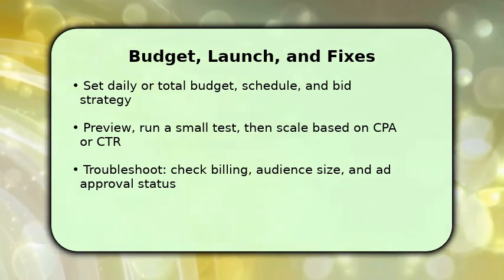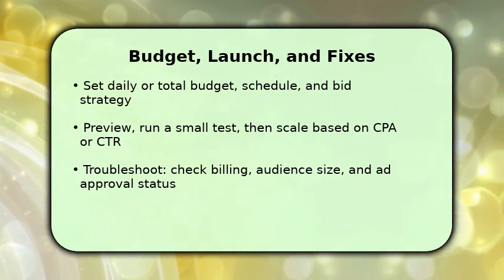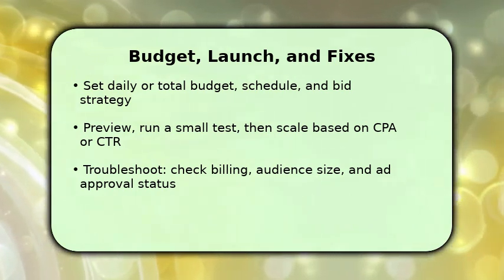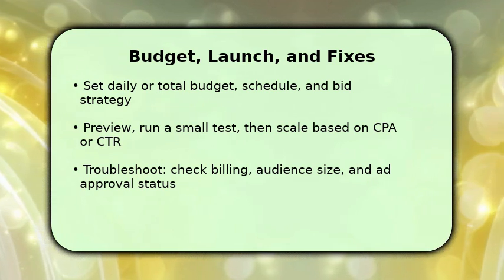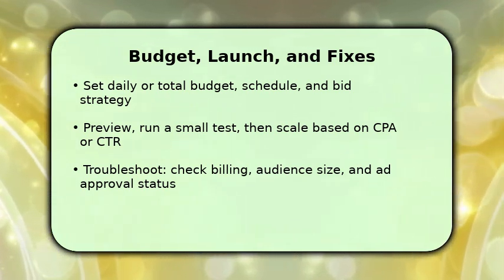If issues arise, check billing and payment methods first, confirm audience size thresholds, and review ad approval reasons in the account. Fix those, then scale gradually based on measured CPA.